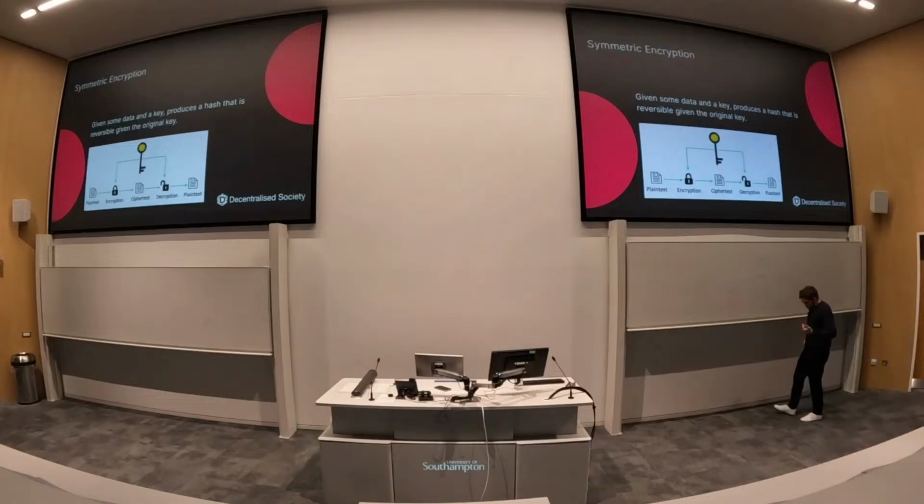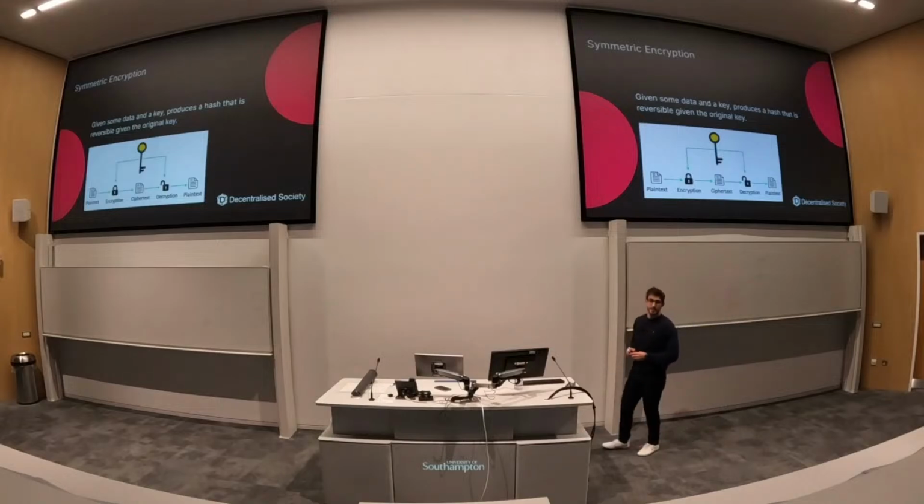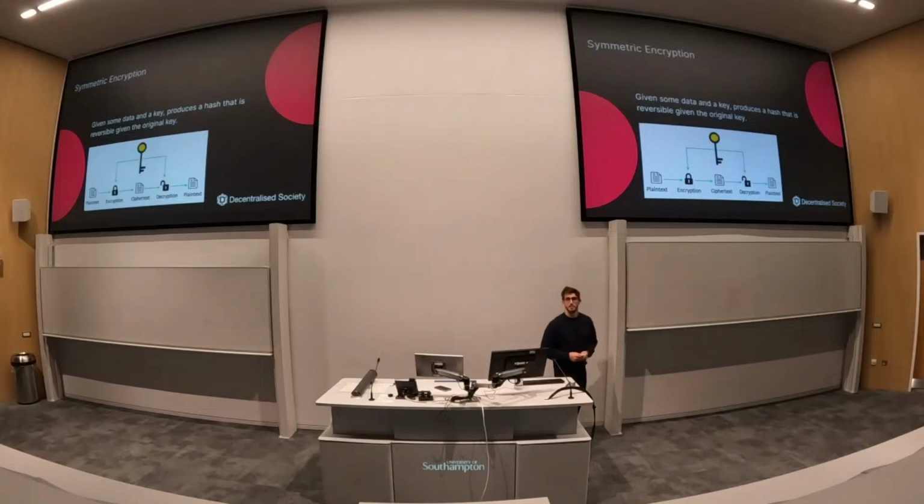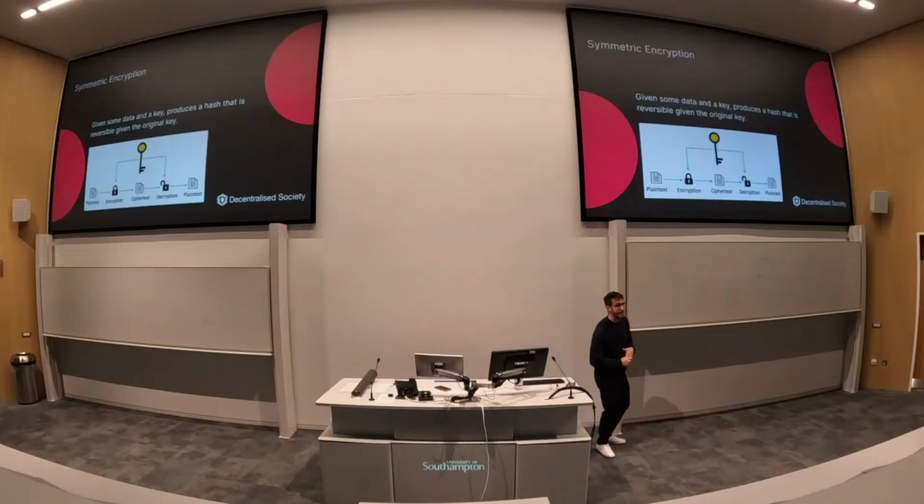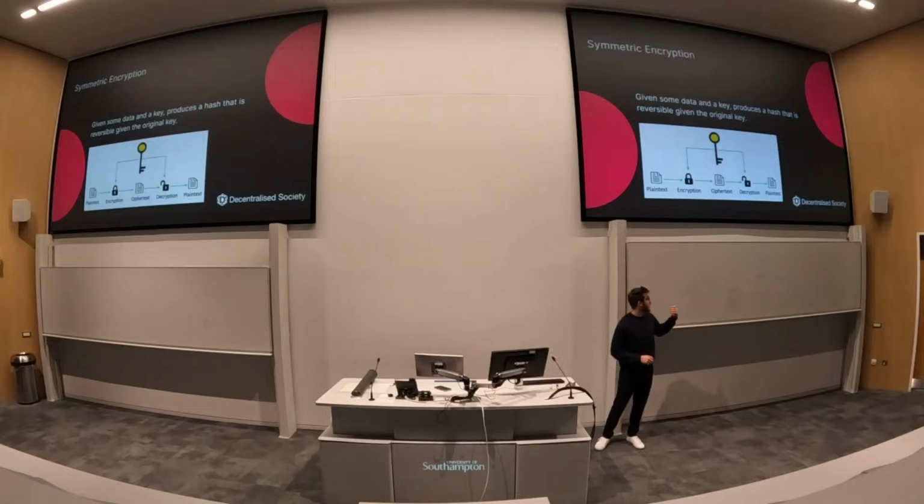So why is this ciphertext insecure? What do you think? Any ideas why encryption algorithms like the Caesar cipher are insecure? Exactly, it's reversible, but why? Why is it reversible?